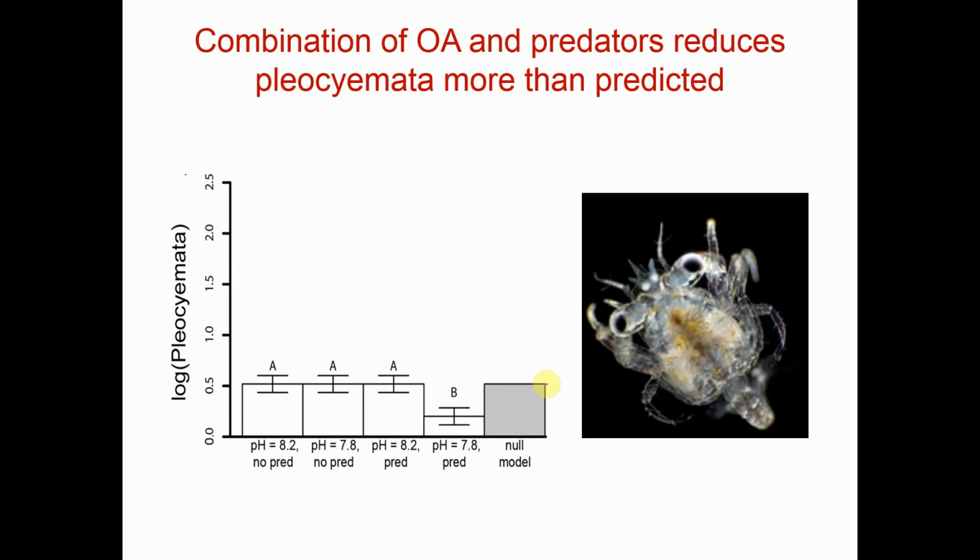Just as a reference, different letters above a bar denote bars that are significantly different from each other. So for example, all of these bars have an A, that means they're not significantly different from each other. This bar has a B, which means it's significantly different from all of these ones. Okay.